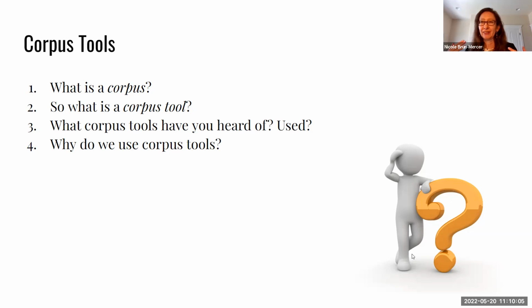And keep in mind that those texts can be oral or written. A lot of times when we think of text, the first thing that comes to mind is something that we read, but a text can also be oral. So you can have a corpus of TED Talks, which is just transcripts from TED Talks. You can have a corpus of lectures, like classroom lectures. You can have a corpus of political speeches. So really, it can be any type of text. So with that in mind, what would you say is a corpus tool?